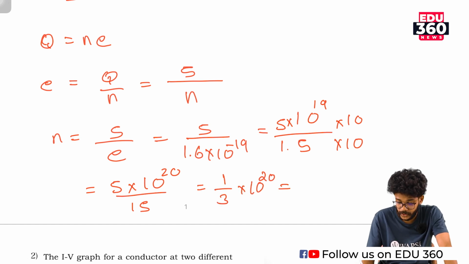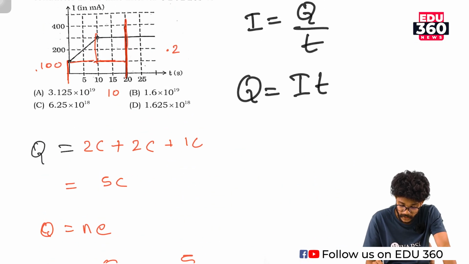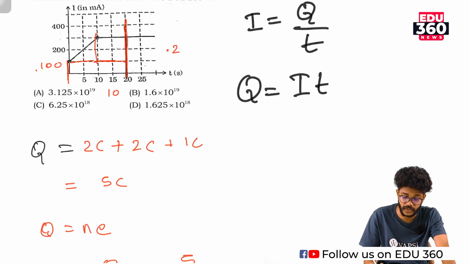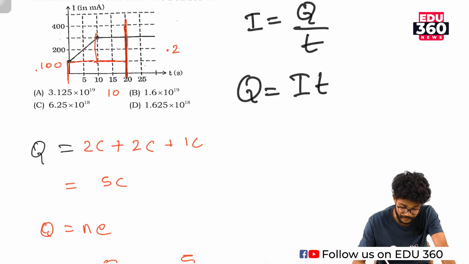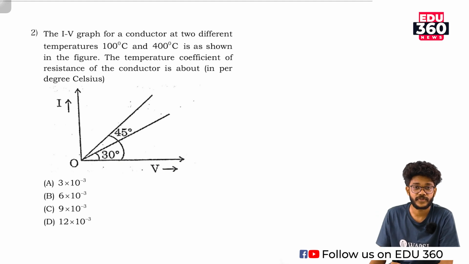20, which is equal to 0.33333 into 10 raised to 20, which is about 3.3 into 10 raised to 19. Okay, approximately. So that will be equal to option A. Option A is the correct answer, 3.125 into 10 raised to 19. Okay, then we can move to the next question. Let's move to the second question.